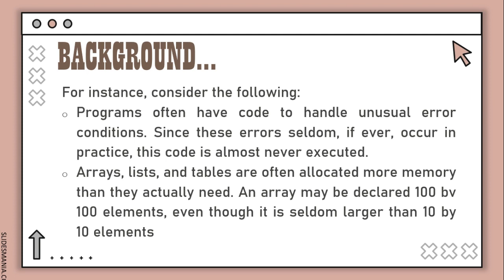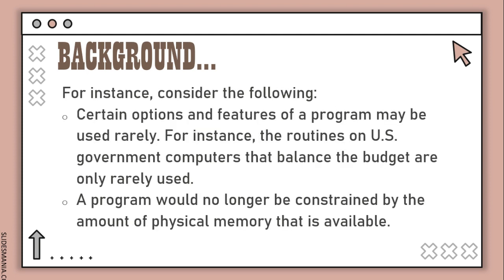Second, arrays, lists, and tables are often allocated more memory than they actually need. An array may be declared 100 by 100 elements, even though it is seldom larger than 10 by 10 elements. An assembler symbol table may have room for 3,000 symbols, although the average program has less than 200 symbols. Next consideration is, certain options and features of the program may be used rarely. For instance, the routines of US government computers that balance the budget are only rarely used.